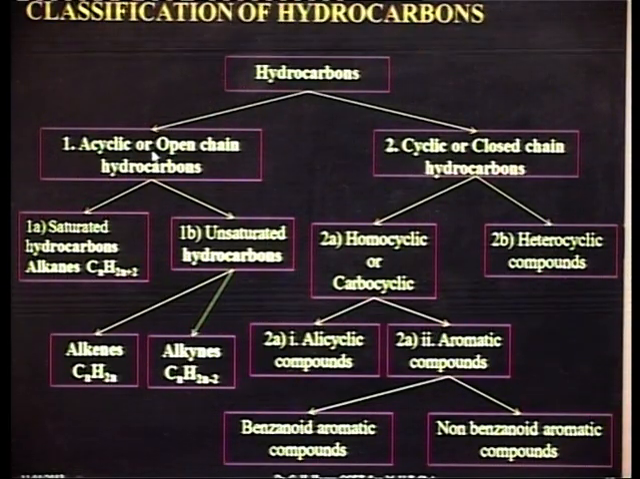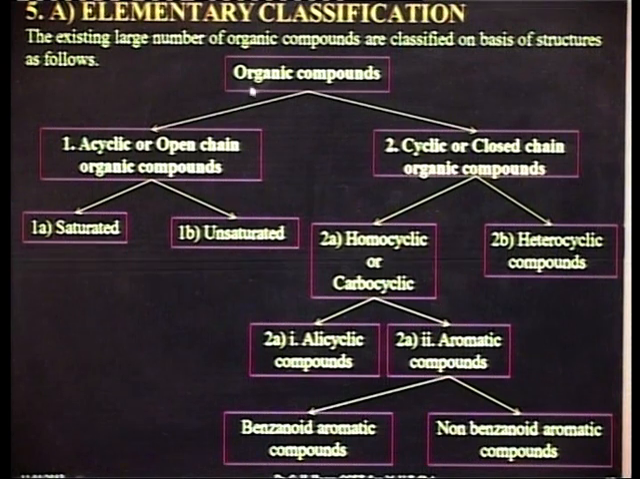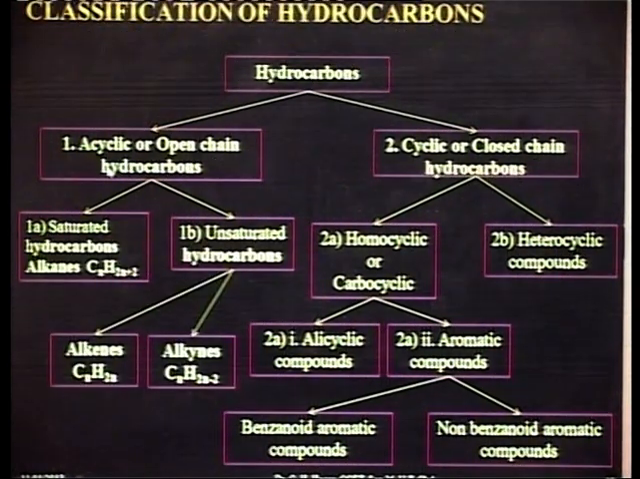Hydrocarbons can be classified into two categories: acyclic, as we have seen in the previous slide, or open chain hydrocarbons, or cyclic or closed chain hydrocarbons. Acyclic hydrocarbons can again be classified into saturated and unsaturated. What are saturated? Here all n number of carbon atoms that are present in the given hydrocarbon. Let me reiterate the hydrocarbon classification we are seeing.